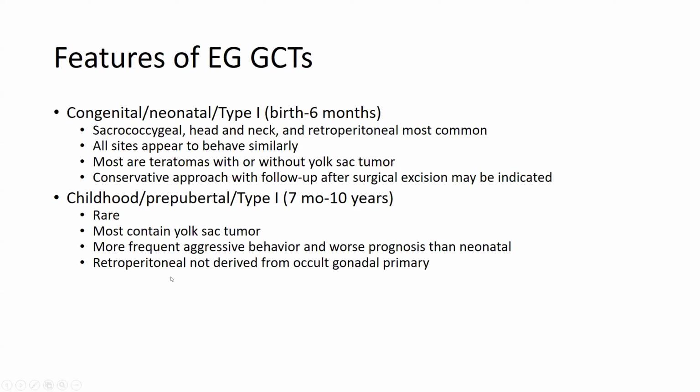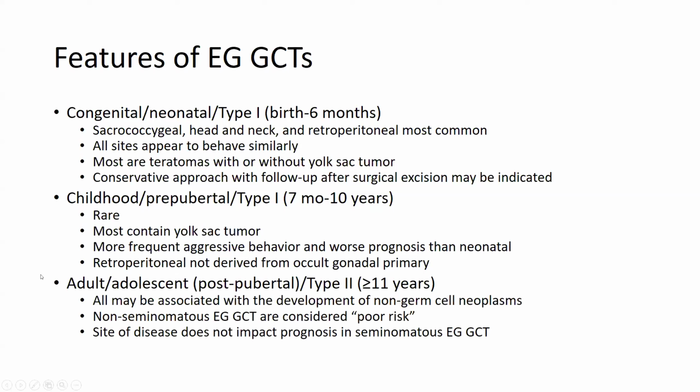However, in a child, if you found a retroperitoneal lesion, it's probably due not to metastasis, but actually to those germ cells that just lost their way and got stuck in the retroperitoneum, developing into a tumor after being reprogrammed. And then finally, the adult and adolescent type 2 may all be associated with the development of any of the non-germ cell neoplasms as well.